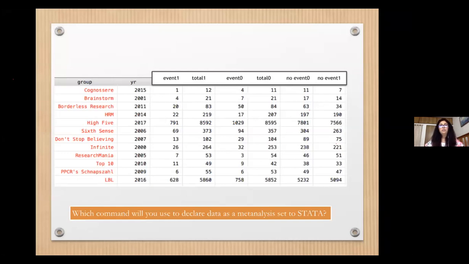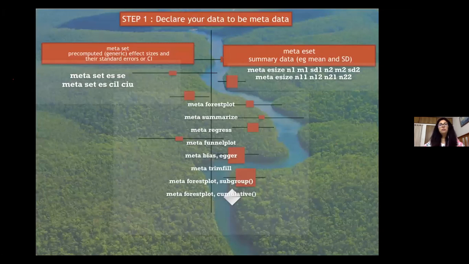For this, what type of data is it? Continuous or categorical? Continuous? Yeah, the numbers are continuous, but it is event 1 and event 0. So what type of outcome is it? Like, what test will you do for it? Will it be a mean and a standard deviation, or will it be a proportion? A proportion. If you have numbers of events, yeah, it'll be a proportion, right? So for that, you will use this command, meta esize n11, n12, and so on.